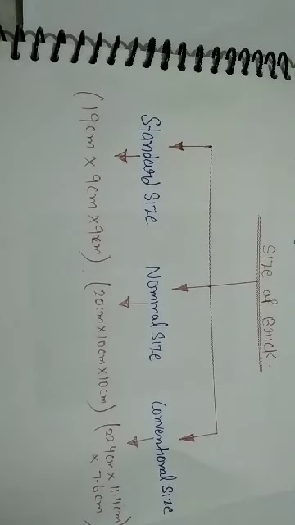As far as the size of brick is concerned, we will discuss three sizes of brick. Number 1, standard size brick. Number 2, nominal size brick. Number 3, conventional size brick. Standard size brick is the brick in which there is no mortar, and the size of standard size brick is 19 cm into 9 cm into 9 cm.